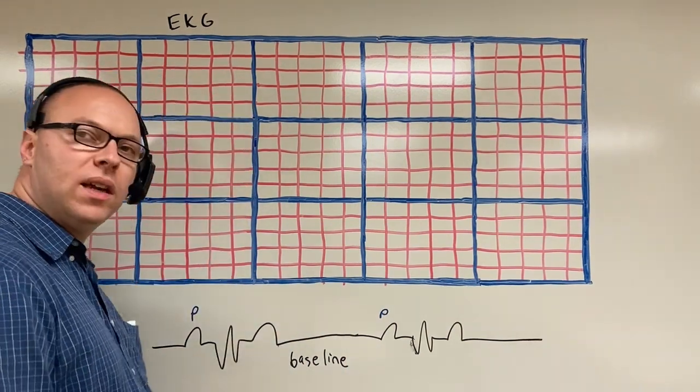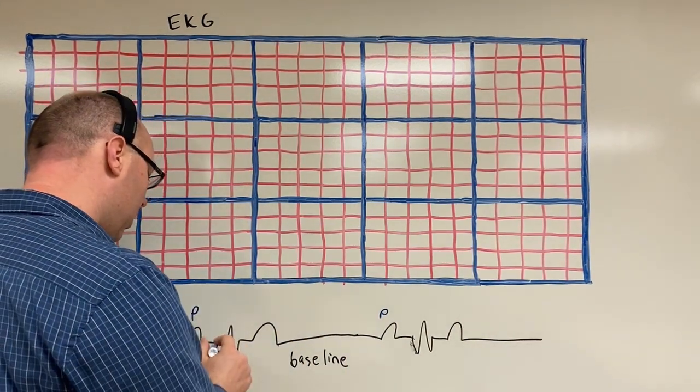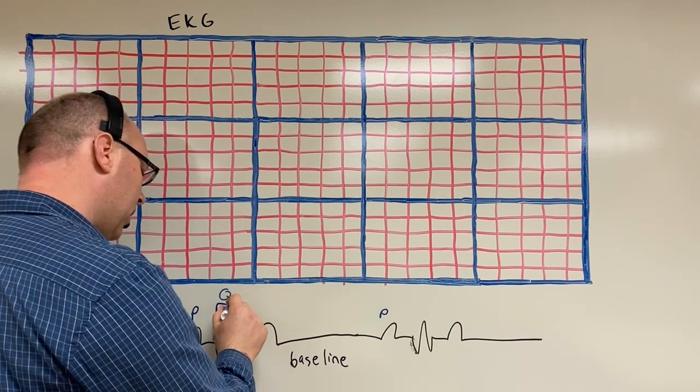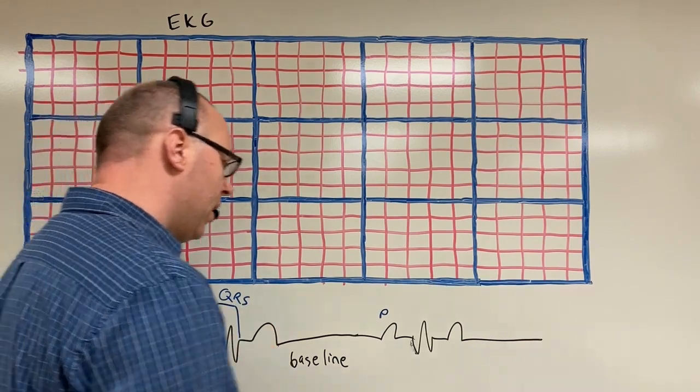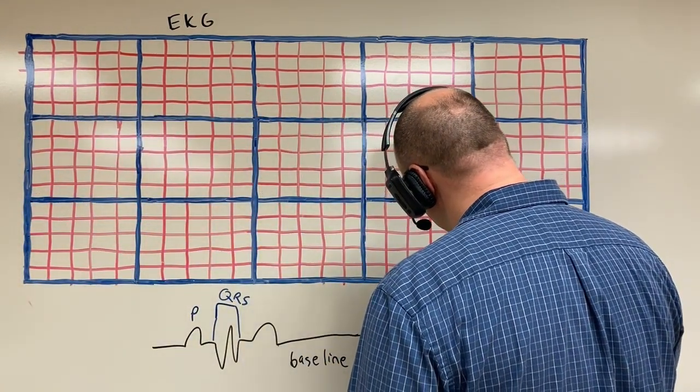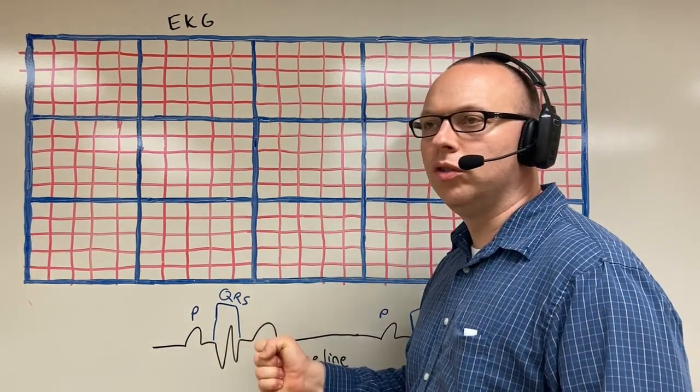Now, this next section right here is called a QRS, right? I'm talking about all of this thing right here. This whole thing right here, once again, is a QRS. This is the bottom part of the heart squeezing.